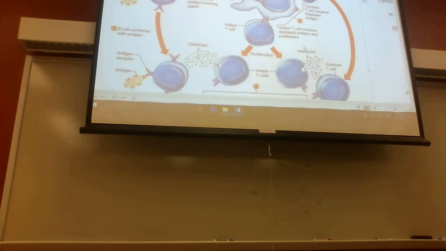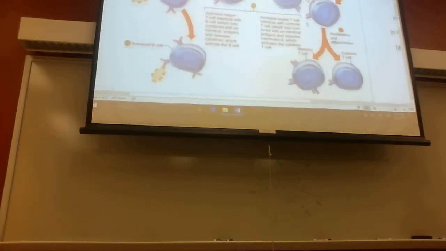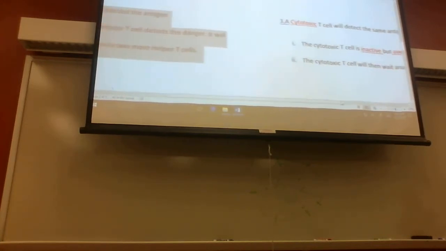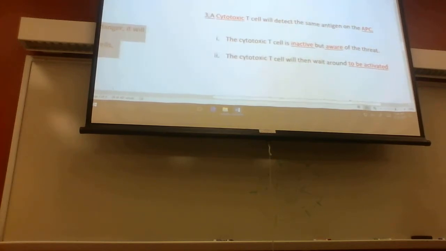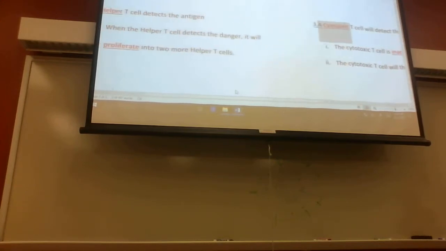Yeah, for sure. At the same time, on the other side of your worksheet, a cytotoxic T cell. Right now, what we just went over was a helper T cell detects the antigen. When a helper T cell detects the danger, it will proliferate into 2 more helper T cells. At the same time, a cytotoxic T cell will detect the same antigen on the antigen presenting cell. Do you want me to go back to T cell?